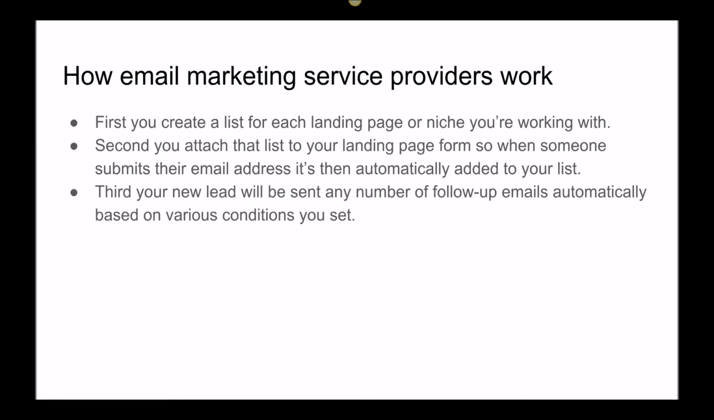So how do email marketing service providers work? First, once you sign up for an account, you would create a list for each landing page or niche you're working with. Secondly, you would attach that list to your landing page form, which can usually be done through a couple of clicks and maybe your login and password to your autoresponder account. With ClickFunnels, for example, you can connect it, then select which account you want to use and the list you want to connect to that particular page. So when someone submits their email address, it's automatically added to your list. And third, your new lead will be sent any number of follow-up emails automatically based on various conditions you set, and which emails you want them to receive.